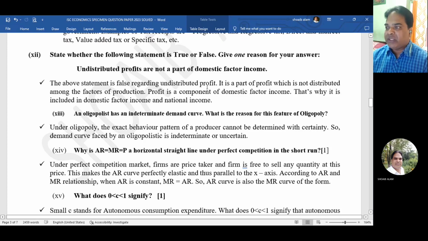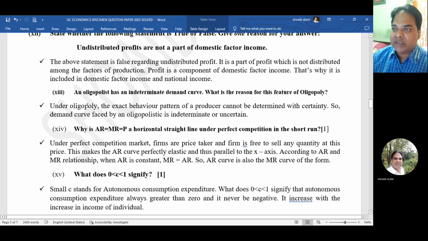It is a part of profit which is not distributed among the factors of production. Profit is a component of domestic factor income. That's why it is included in domestic factor income and national income.